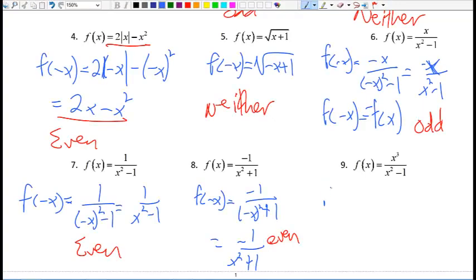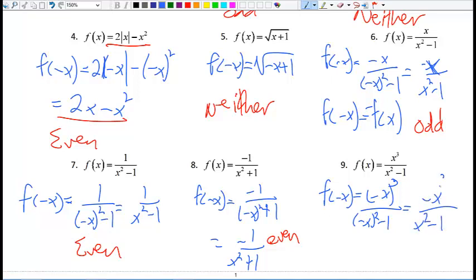All right, and then this last case, f of negative x. So we get negative x cubed over negative x squared minus 1. Okay, the numerator becomes negative. The denominator, however, it's kind of like number 6. It's become the exact opposite of the original. So this would be an illustration of an odd function.